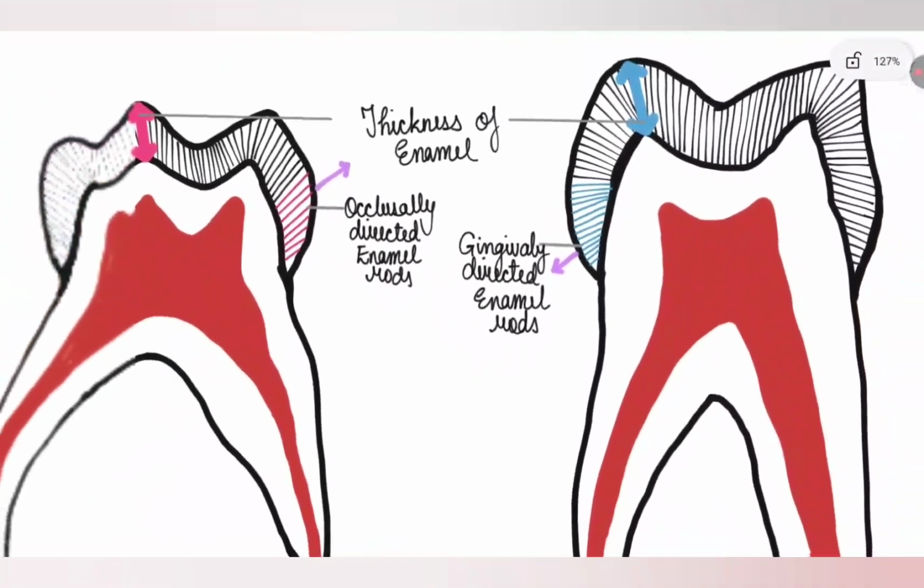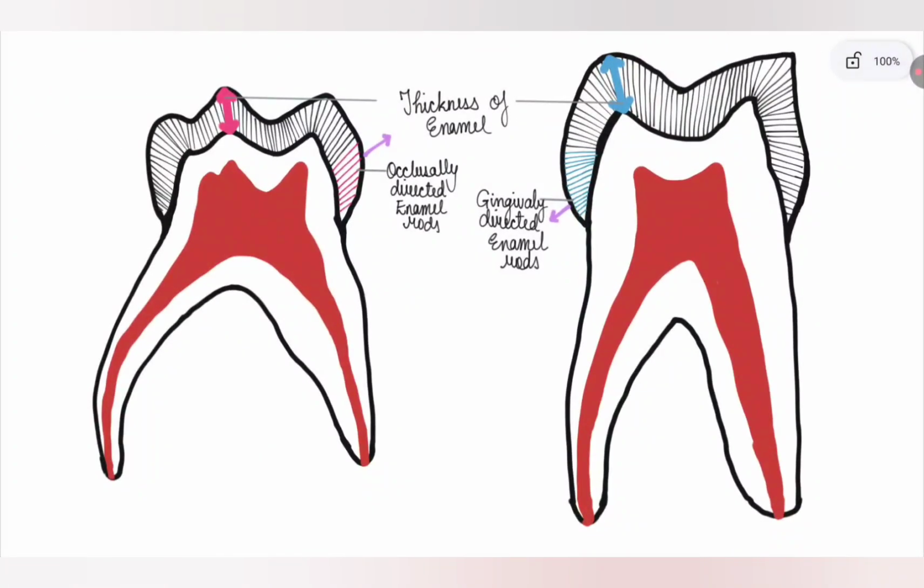Whenever we prepare a cavity, for example a class 2 cavity, there will be a certain amount of unsupported enamel which has to be removed. This is the unsupported enamel present over here which has to be removed. Therefore, we give a gingival bevel.